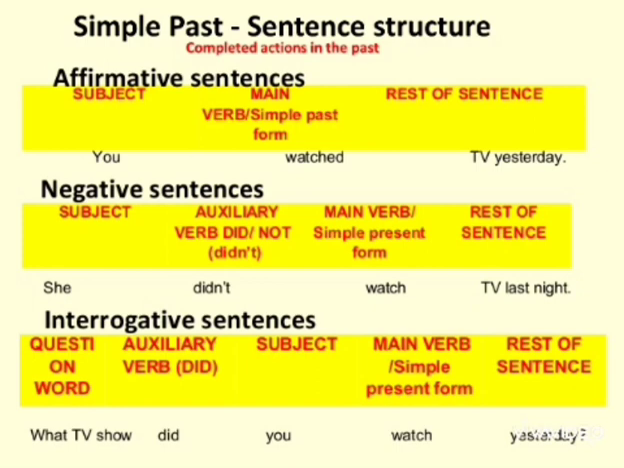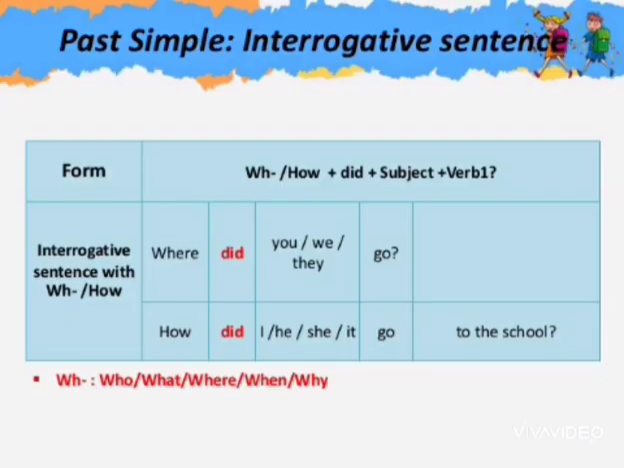Sentence structure for interrogative sentence. What TV show? It depends upon the question. What TV show? Auxiliary verb did, as it is simple past. Subject, you. Simple present form of the main verb, watch. Rest of sentence, yesterday. So, what TV show did you watch yesterday? Now you need to learn the sentence structure in detail.